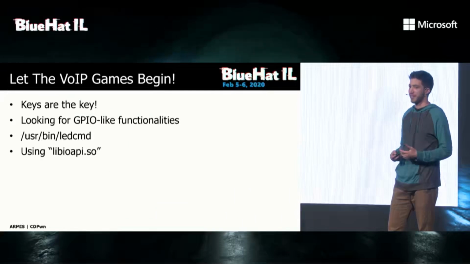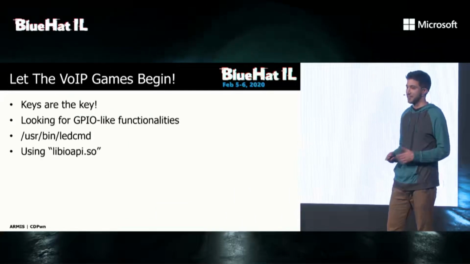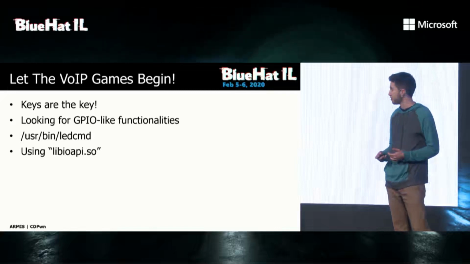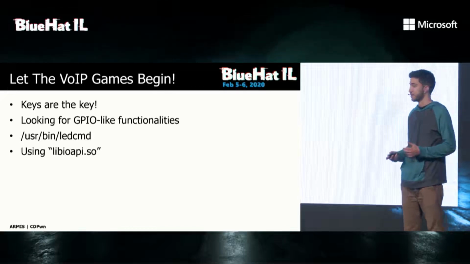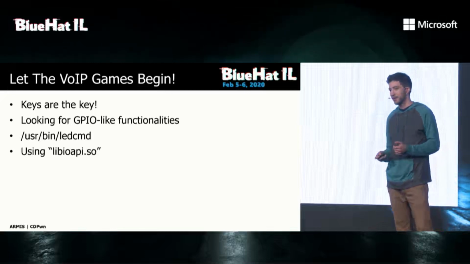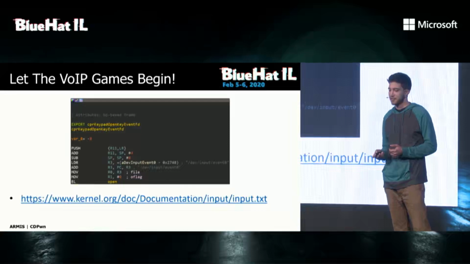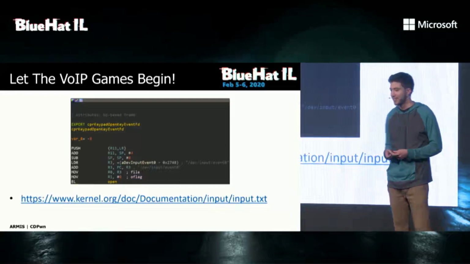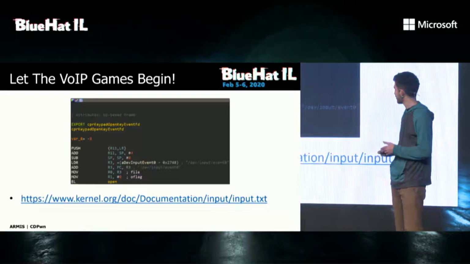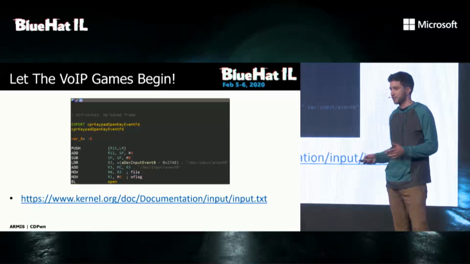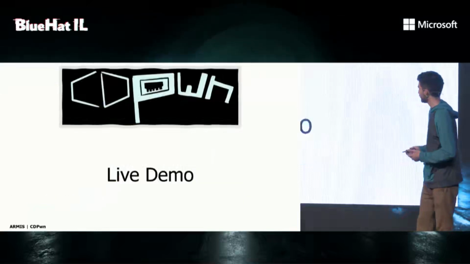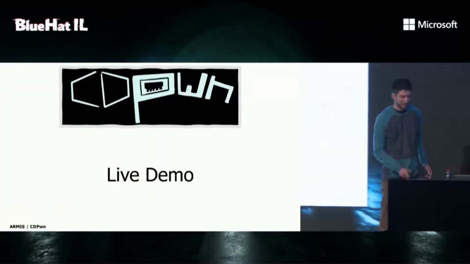But we actually want to play it, and this doesn't have a keyboard, but it has keys. So we look for GPIO-like functionalities on the VoIP phone, and we find this LED CMD, which sounds like it has something to do with GPIO, and it uses this shared object called libIO API. This has this amazing function called keypad event, and it uses a device called event input event 0, and this is actually documented in the Linux kernel documentation, so we're able to just use it as is. So now we're going to see a live demo, hopefully.